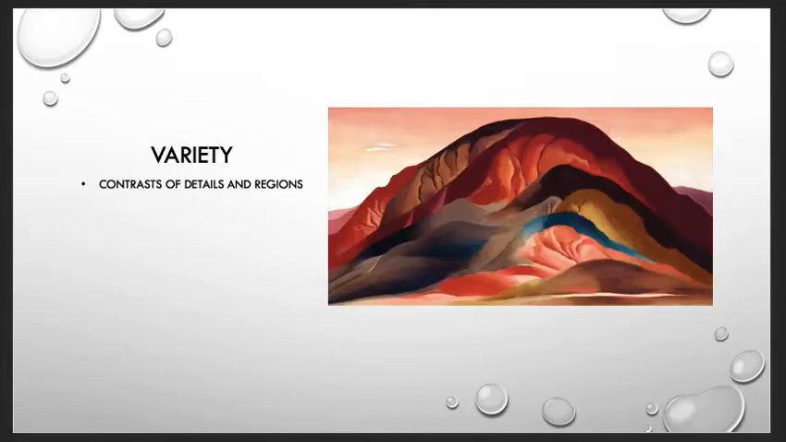Variety. Variety has to do with contrast of details and regions. So we might say that there's quite a variety in color here. We've got the very rich red tones here, and then this contrast into like this sort of gray brown, and then this vibrant blue teal color. So this has quite a bit of variety in color, and then variety in shape we could also consider. This is Georgia O'Keeffe, Red Rust Hills.